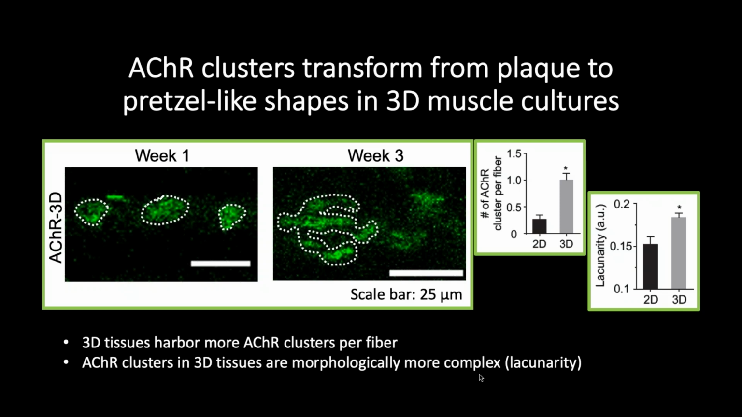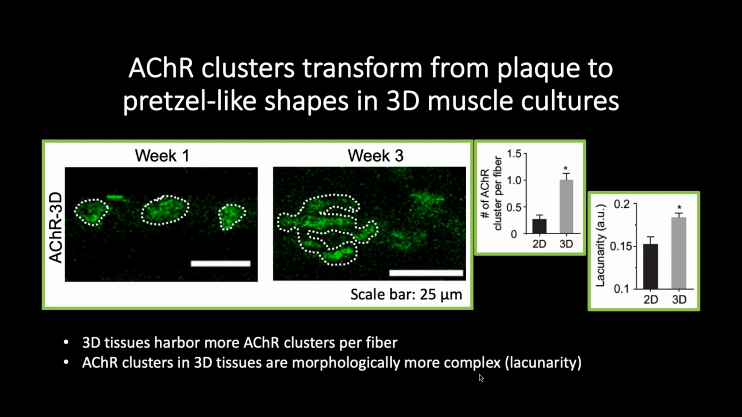But one of the things that we noticed was that in our 3D cultures, it was very clear that the complexity of those acetylcholine receptor clusters was quite distinct from our 2D cultures. And you can see that nicely in the week 3 immunostaining image, where you can see a nice representative example of what appears to be a perforated structure that's sort of pretzel-like and reminiscent of what you might see in an adult skeletal muscle tissue, as opposed to what we would typically see in a 2D culture, which is represented by a week 1 image, where they're more plaque-like and rounded.